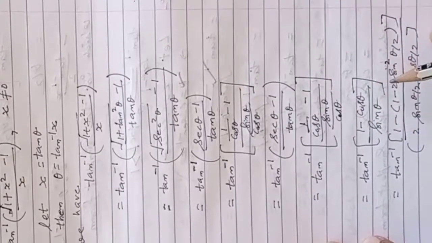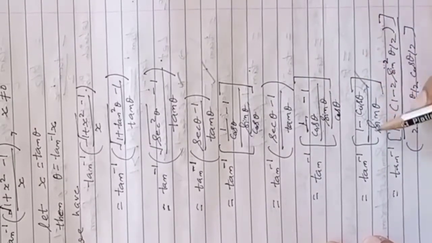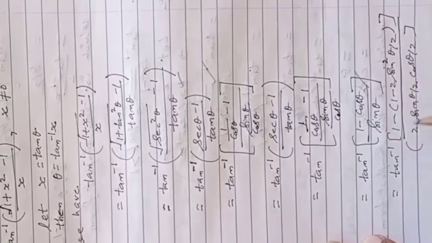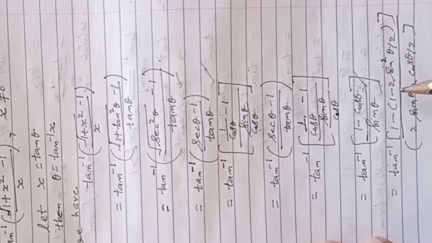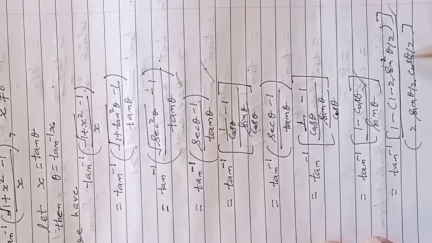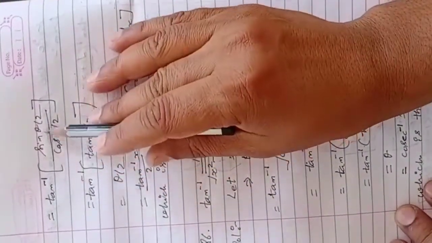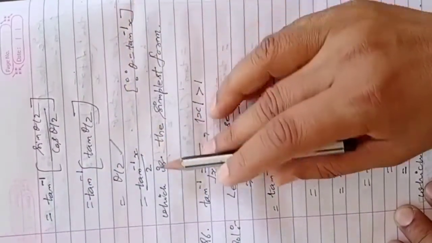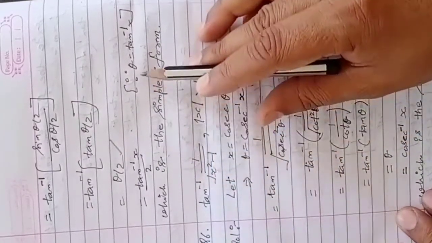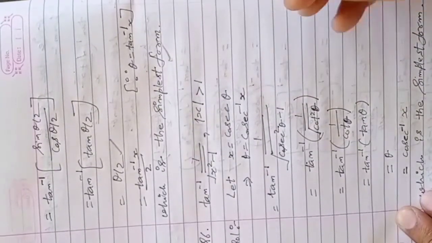Then we will put the formula of cos 2 theta. Cos theta has 3 formulas. We will apply this formula: tan inverse of 1 minus 2 sin square theta by 2. And for sin theta we write 2 sin theta by 2 cos theta by 2. So after simplifying, this will come: tan inverse of sin theta by 2 upon cos theta by 2, that is tan inverse tan theta by 2, which is equal to theta upon 2. So tan inverse x upon 2 will come, and this is the simplest form. So this is our answer.